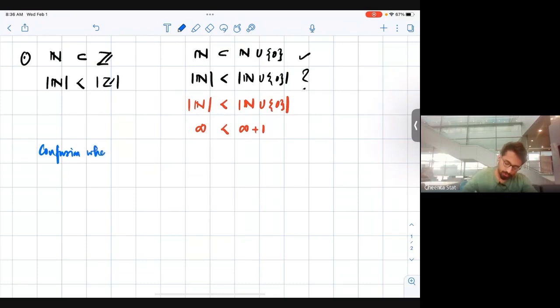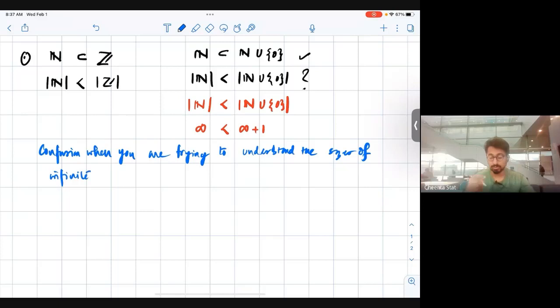when you're trying to understand the sizes of infinite sets. I mean, there is no clear mathematical argument. That's why some people say yes, infinity is equal to infinity plus one. Some people are saying less than, some people are saying equal to. So therefore, there is no clear mathematical concept as of now to compare the sizes of infinite sets, right?